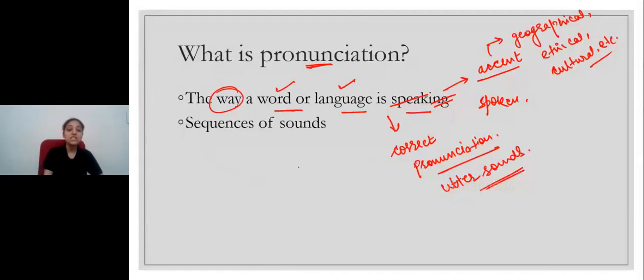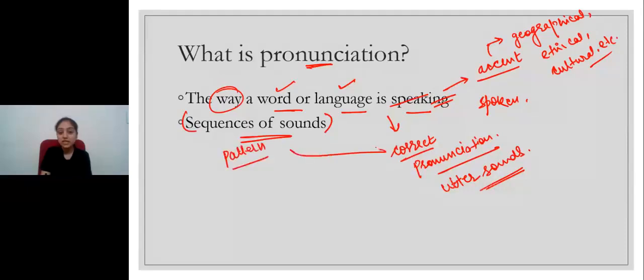The next part says sequences of sounds. When you speak a word, you are essentially making some sounds. You are using your mouth, your tongue, and your breath to utter some kind of sound. Our aim is that whatever sequence or pattern of sound we make must be correct.